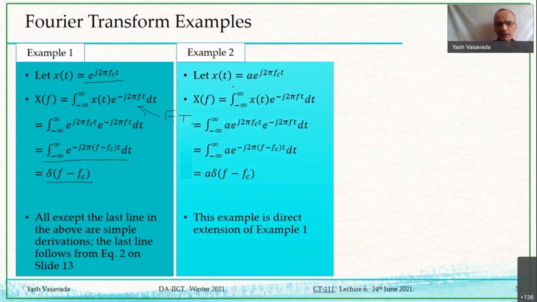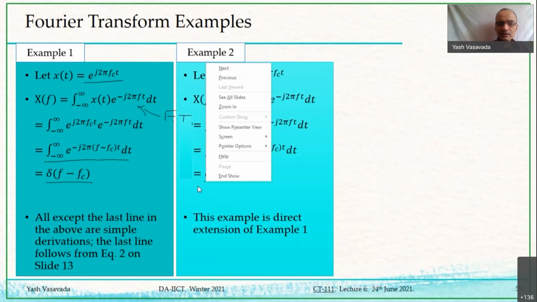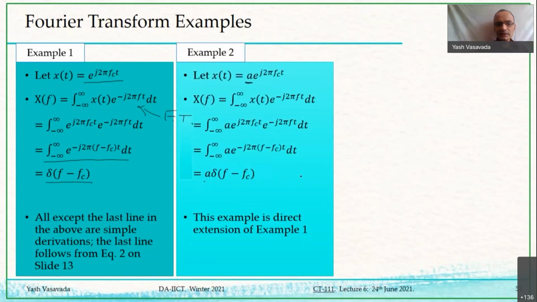Well, what happens if we multiply this complex exponential by some magnitude a? Well, nothing much changes. The Fourier transform becomes the original delta function after it got scaled by a. The math is very similar.